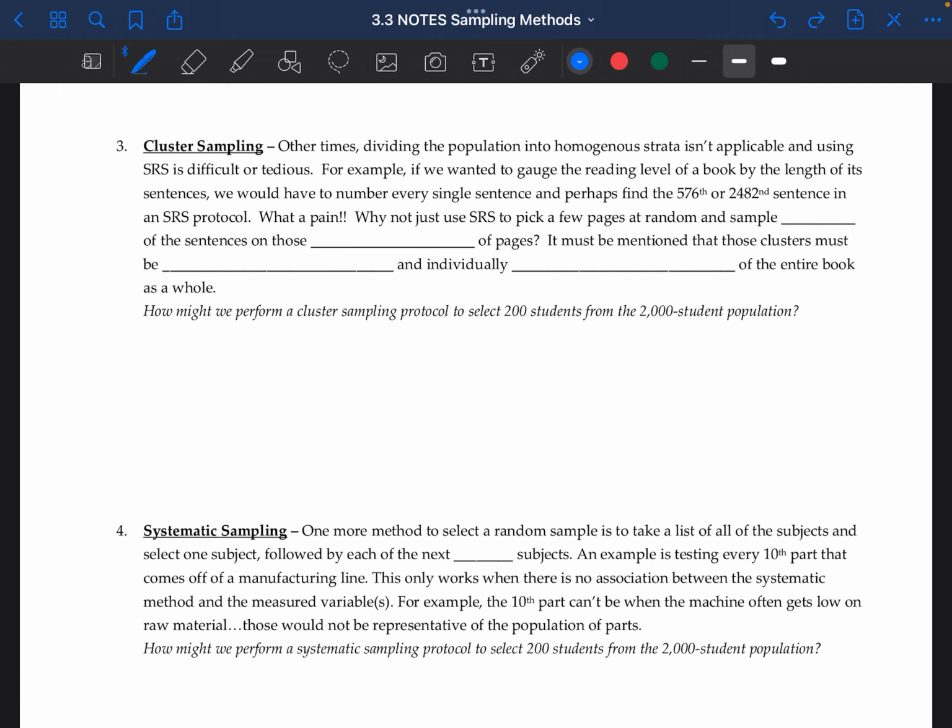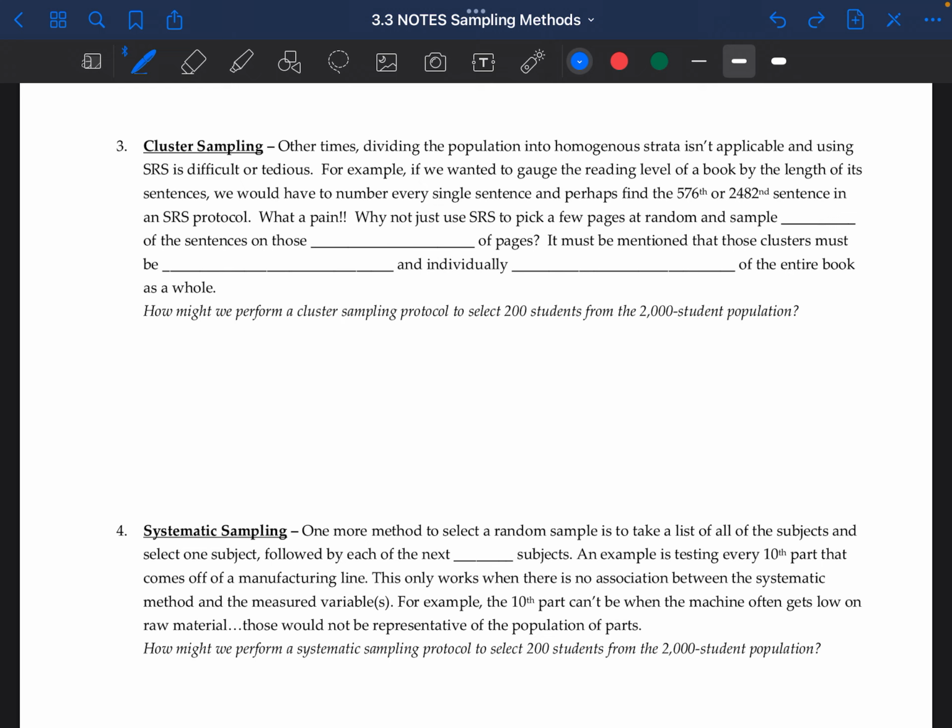All right, and then cluster sampling is our next one. This one gets very much confused with stratified. There's a huge difference though, and I hope I can really clarify that for you here. Dividing the population into homogeneous groups maybe isn't always the best call, or maybe it's just annoying. For example, what if you were trying to figure out the reading level of a book you've never read before?